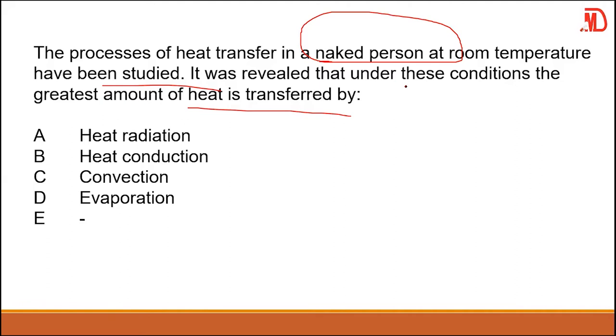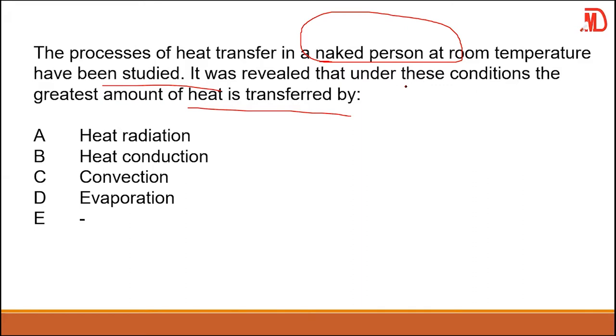By the time you come out, the heat will be evaporating from your body, isn't it? That mechanism is what we call heat radiation. In other words, this is the transfer of internal energy in the form of electromagnetic waves. It is the transfer of internal energy, so it's coming out from your system, going out.